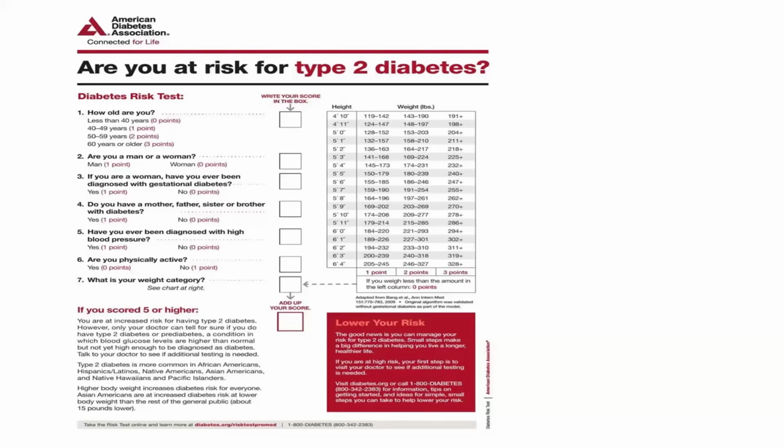So it's called the diabetes risk test. We give some points according to the age, the gender, a history of GDM, a family history, hypertension, the physical activity or inactivity, and of course the weight category. Out of 11 points, if the patient has scored 5 or more, they are at a high risk. So that would ring a bell in you to screen them further.